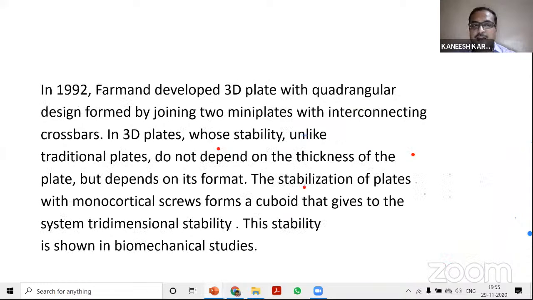In 1992, Farmand developed the 3D plate with a quadrangular design formed by joining two mini plates with interconnecting crossbars. 3D plates, unlike traditional plates, do not depend on thickness for stability but depend on their format. The stabilization of plates with monocortical screws forms a cuboid that gives the system tridimensional stability. This stability is shown in biomechanical studies.